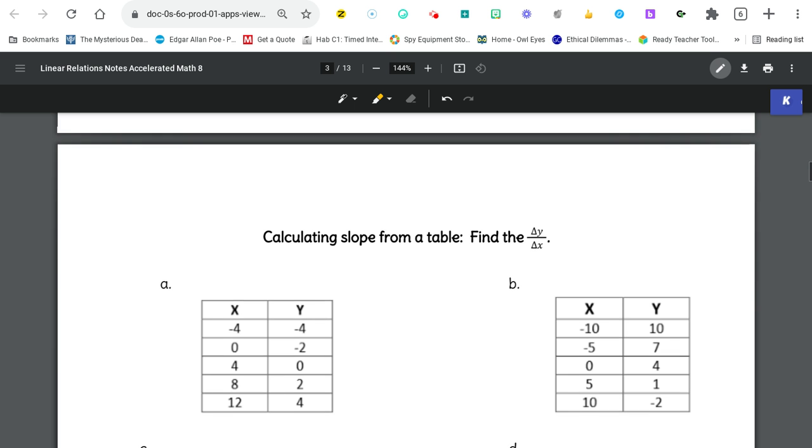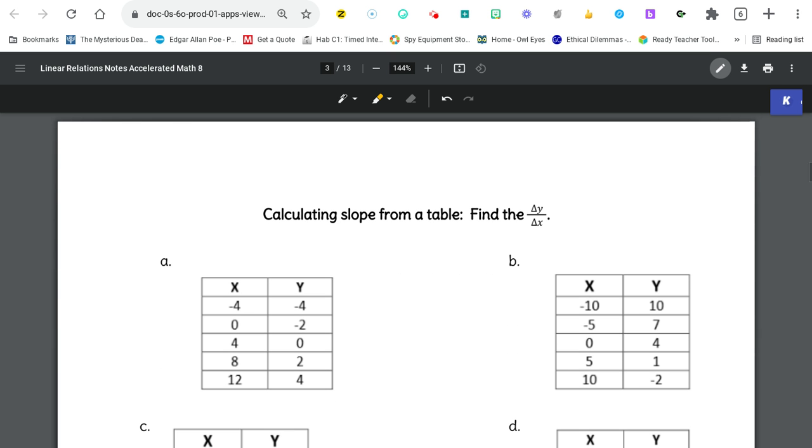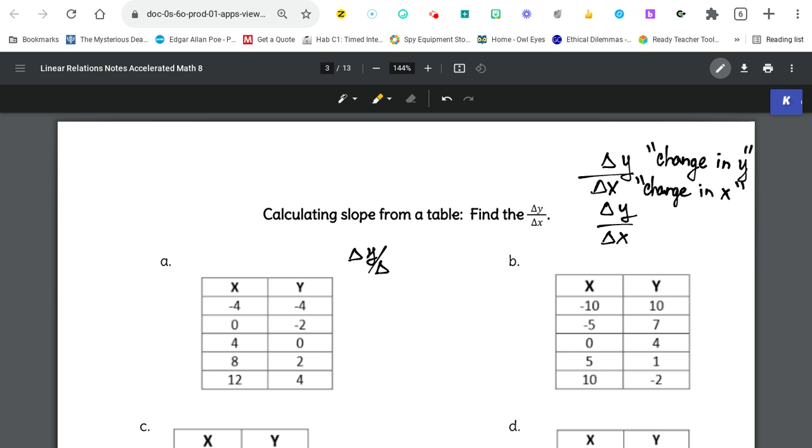So what we're going to do is learn how to calculate slope from a table. To calculate slope from a table, we're going to be using this formula or notation. This doesn't mean triangle y. It means change in y. So our change in our y value over our change in our x value. If you can calculate that, that means you can calculate slope. Remember, it's the change in y over the change in x.